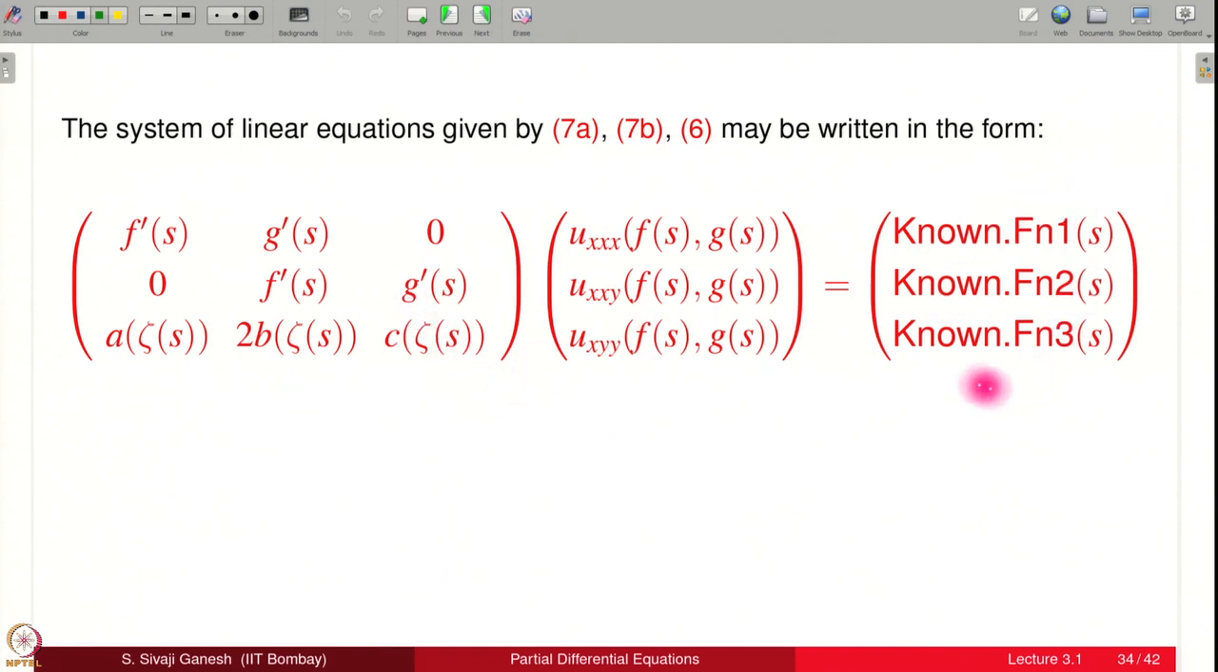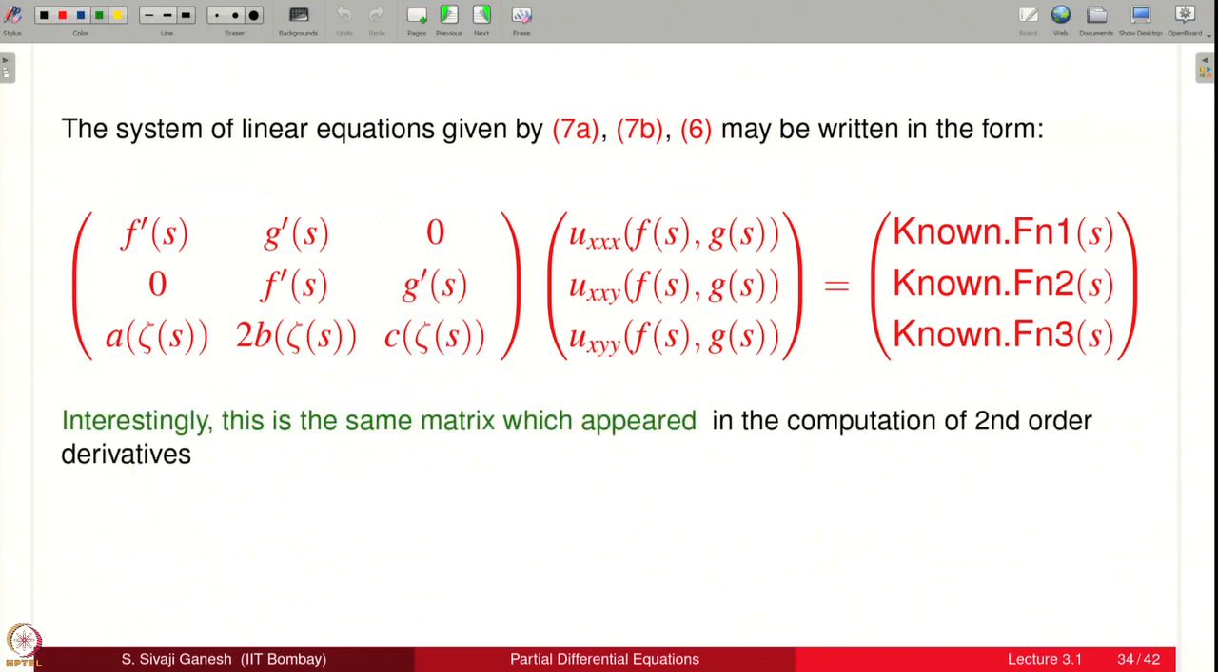And the right hand sides are all known functions. I am not writing explicitly what they are because that is not important for us. What we need to know is these are known functions. These are the unknown functions which we are trying to determine, and this matrix is interesting because it is exactly the same matrix that appeared in the computation of second order partial derivatives. And we have assumed that it is invertible, therefore we can determine all these three derivatives. Now, we had an option of writing equations with u triple y also featuring. So, we can write 4 equations, but for this reason I avoided that. This is convenient for us. U triple y we will do similarly.